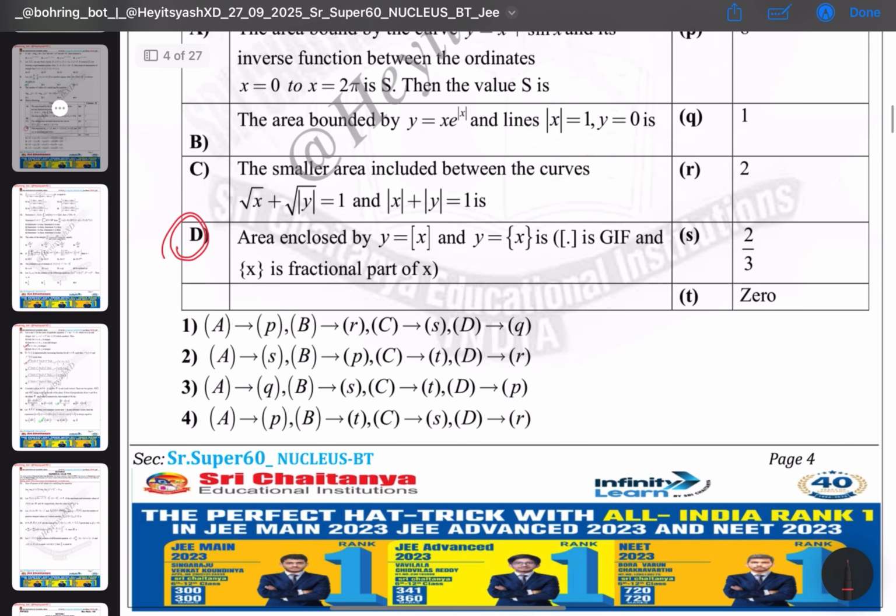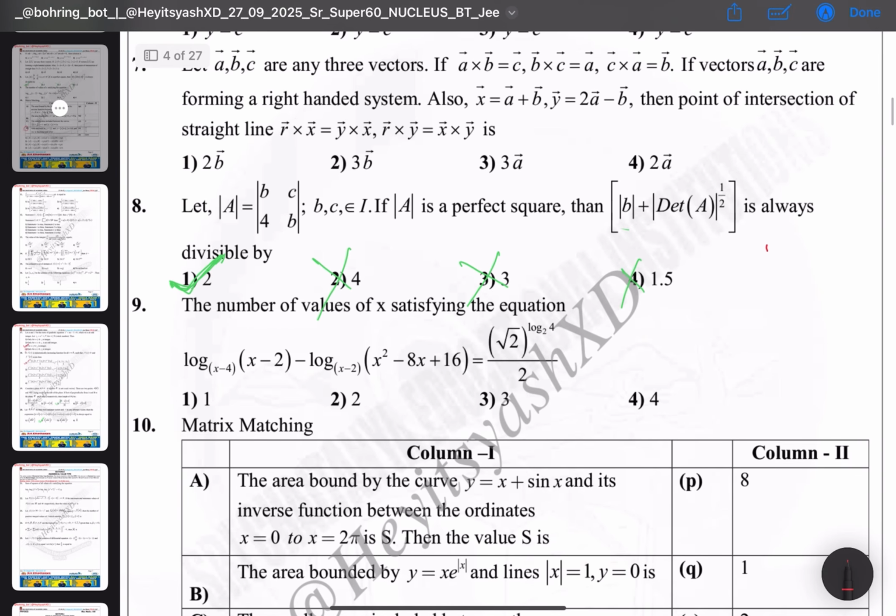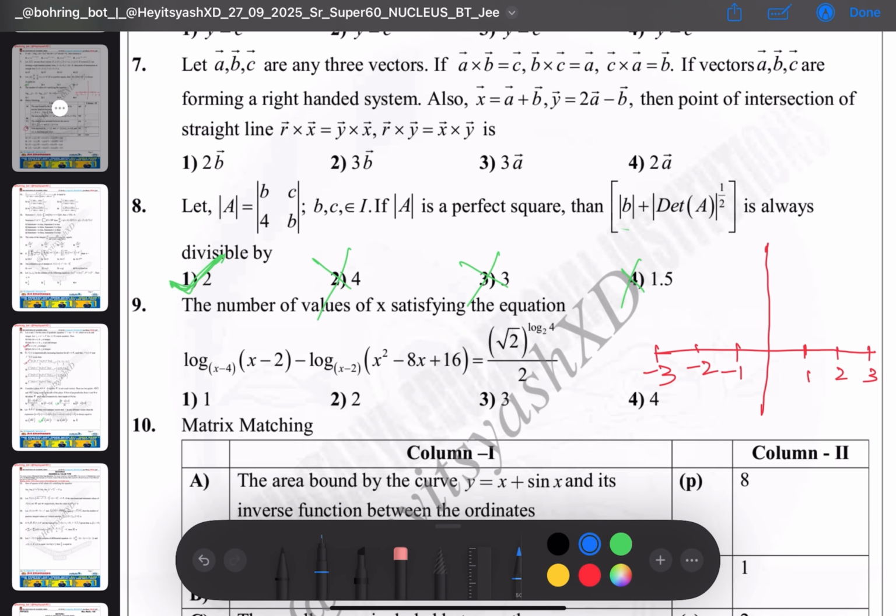Area enclosed by the curve y equals integral part of x and y equals fractional part of x. So we have to solve this. So y is equal to integral part of x. Let us try to draw the graph of that. So 1, 2, 3, minus 1, minus 2, minus 3. Integral part of x, let us draw that using blue. So here it will be 0, here it will be 1, here it will be 2, here it will be minus 1, here it will be minus 2, here it will be minus 3. Alright, this is integral part of x.